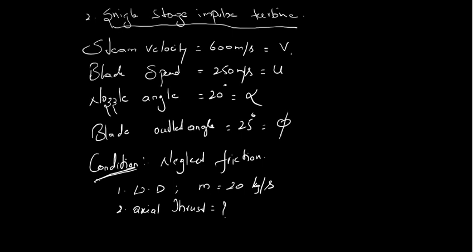These are the data given in the problem statement. These are all the known data, and this is the condition, and this is also known data, and these two you are supposed to find. What are these two? Work done and the axial thrust. Now we'll see how to resolve.